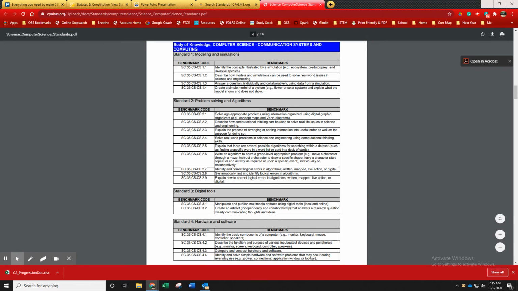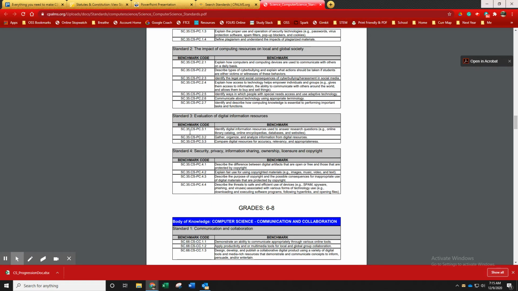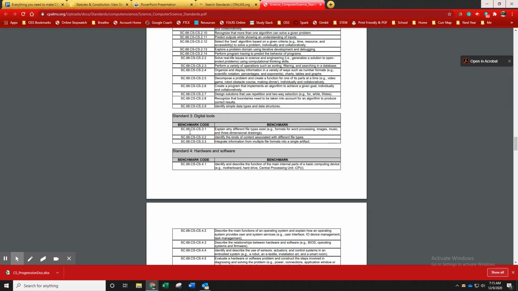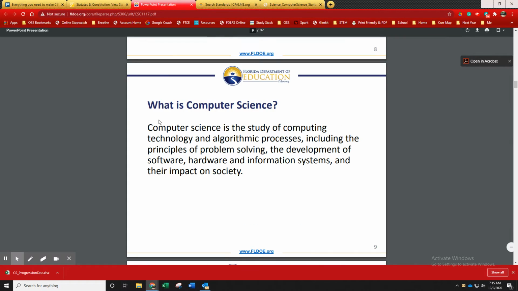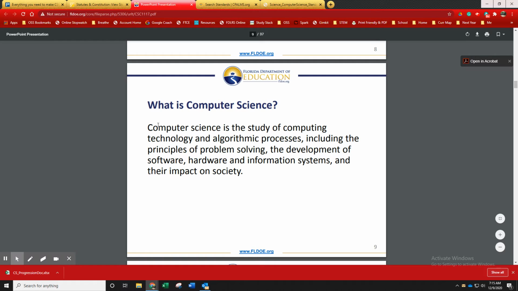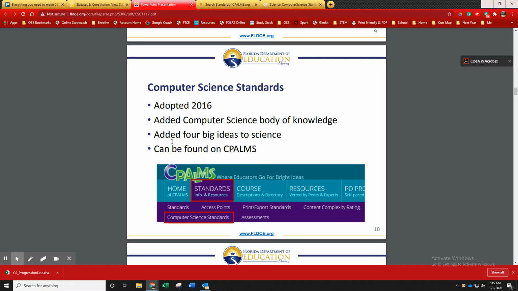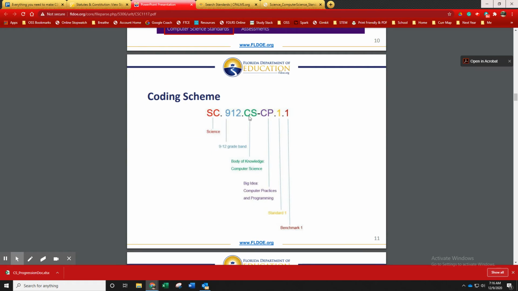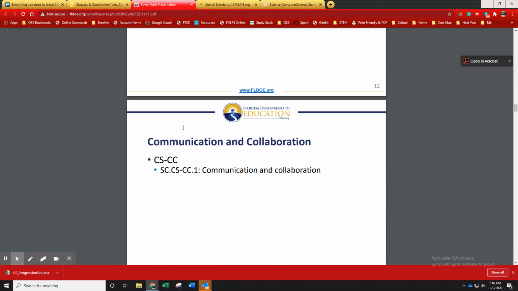So this is documents from CPALMS about how it goes at each grade level. It's K2, 3, 5, 6, 8, and 9, 12. So they talk about the progression of them. Computer science, it talks about what computer science is. They were adopted in 2016. They are added to the CPALM site. It's in the CS. The CP means computer practice and programming. There's the 4 big ideas for computer science.